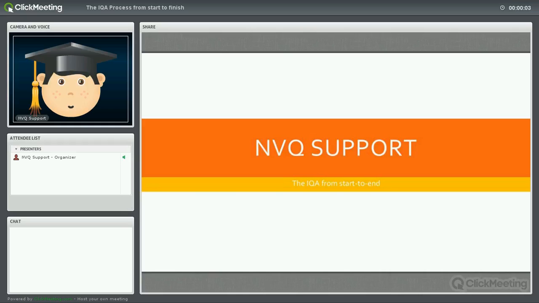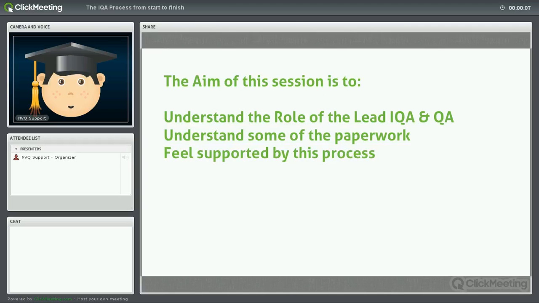Process from start to finish. The aim of this session is for you to understand the role of the lead IQA and quality assurers, understand some of their paperwork and feel supported by this process.